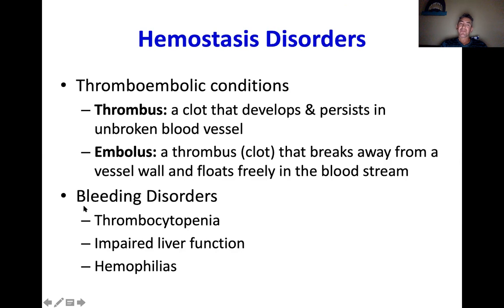Now, there's that penia again: penia, deficiency, poverty, poor. A bleeding disorder can happen when there's not enough blood clotting. So thrombocytopenia, hemophilias, and any type of liver dysfunction where the liver is not producing the proper amount of clotting proteins can all lead to bleeding disorders.